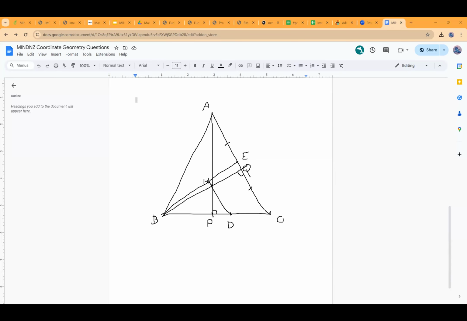Any ideas? Yeah, there's no wrong answer here, by the way.